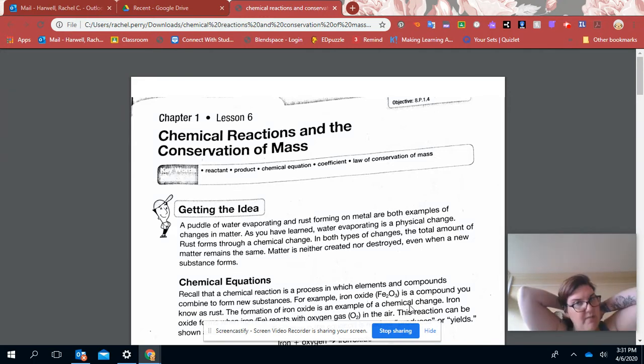All right, so it says here, chemical reactions and the conservation of mass. The words that we're looking for here are reactant, product, chemical equation, coefficient, law of conservation of mass. Getting the idea. A puddle of water evaporating and rust forming on metal are both examples of changes in matter. As you have learned, water evaporating is a physical change. Rust forms through a chemical change. In both types of changes, the amount of matter remains the same. Matter is neither created nor destroyed, even when a new substance is formed.